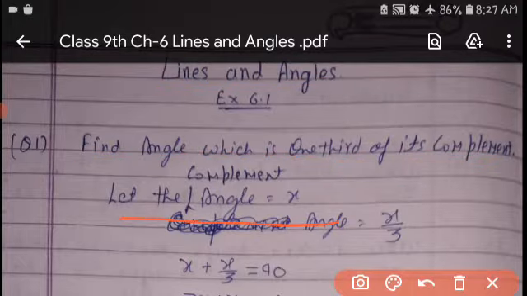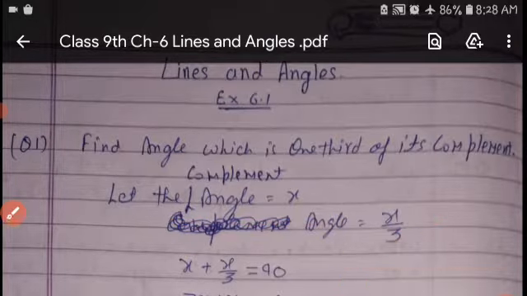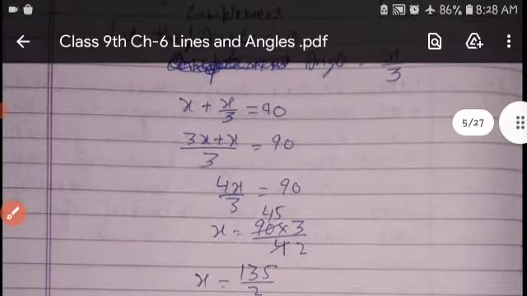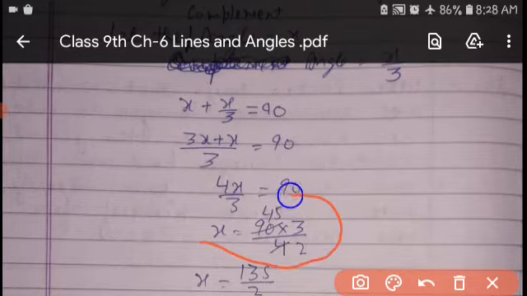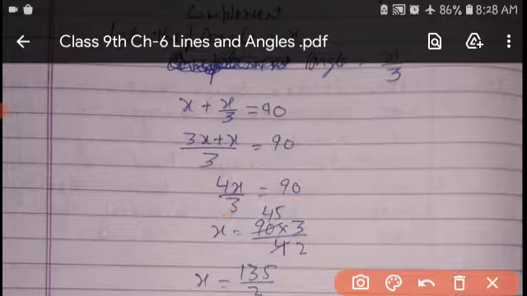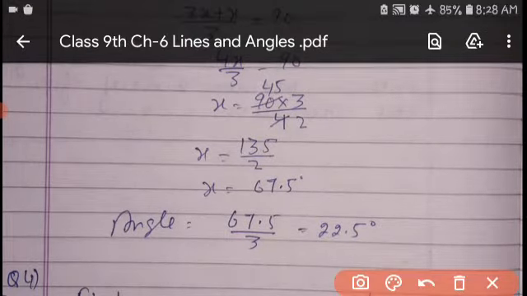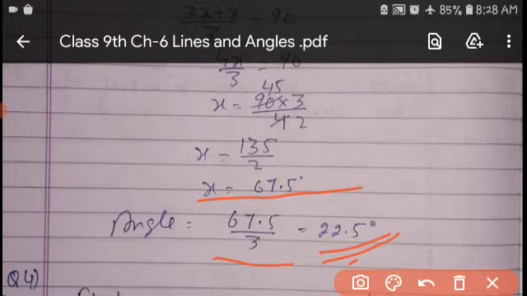Let the complement angle be x. Now the angle is equal to x by 3. Now x plus x by 3 is equal to 90 degrees. 3x plus x upon 3 is 90 degrees. 4x upon 3 is equal to 90. Now x is equal to 90 into 3 upon 4, which is 135 divided by 2, equal to 67.5. Now the angle is equal to 67.5 upon 3, which is 22.5.